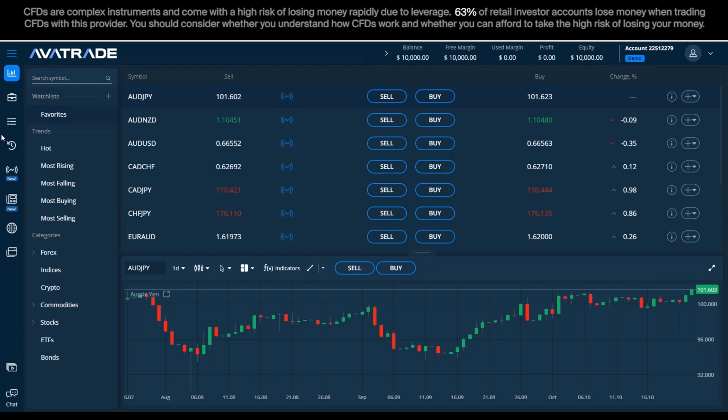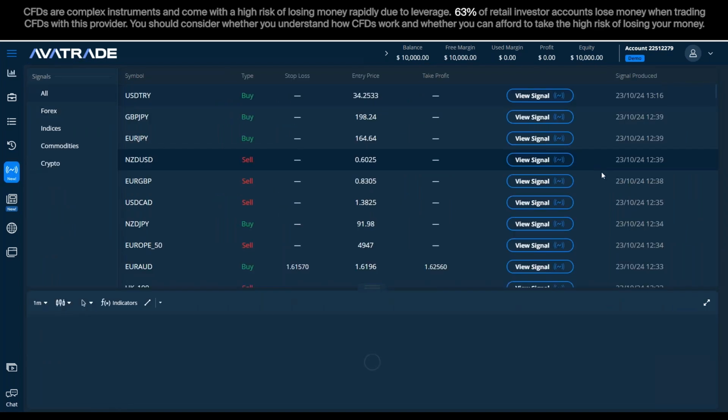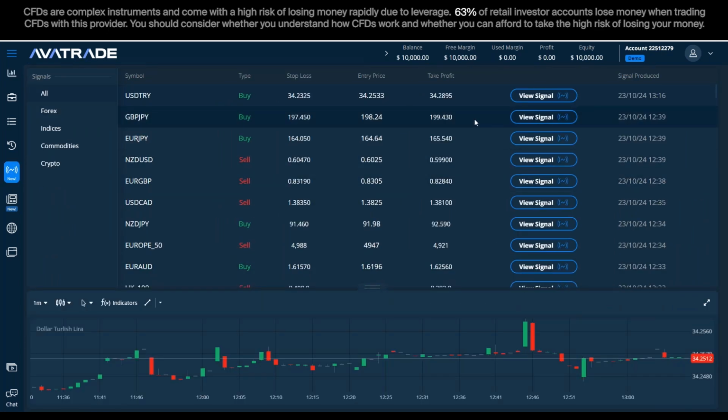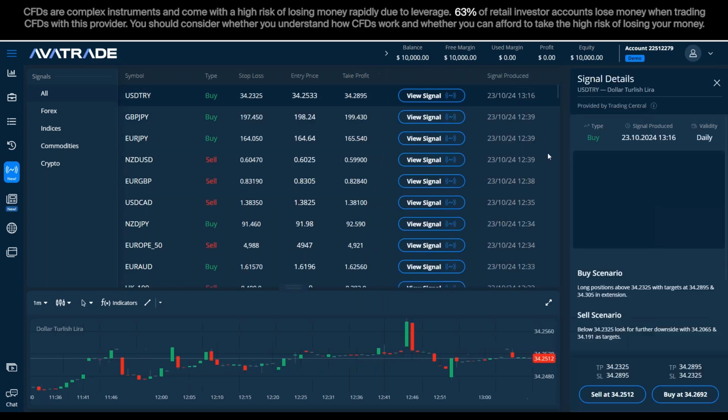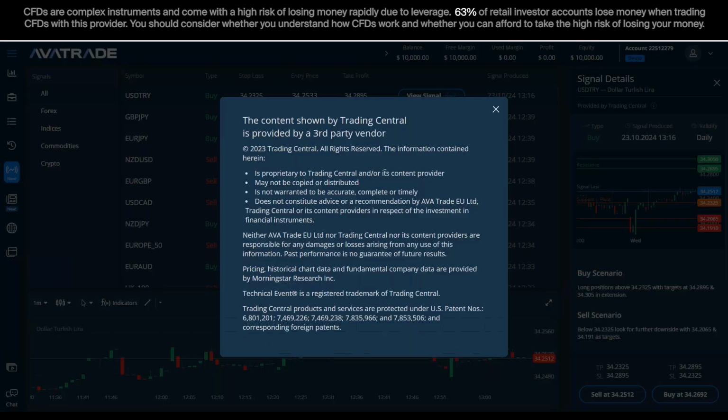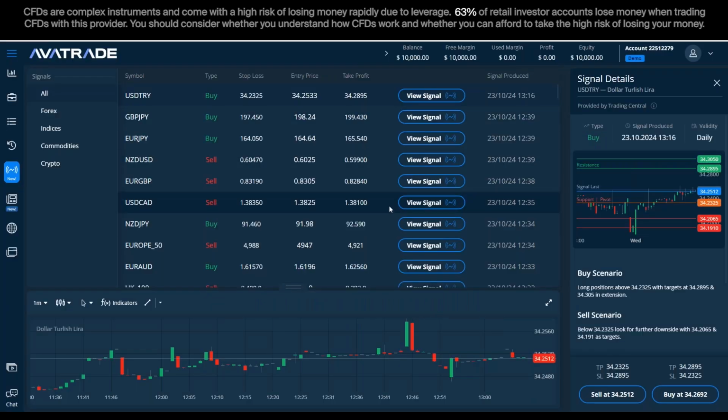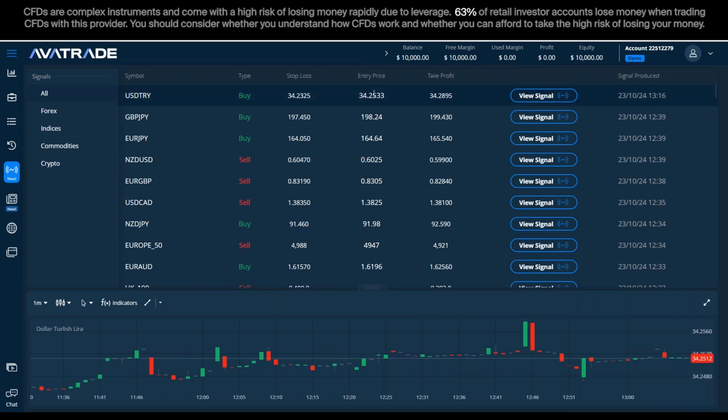Let's carry on. The next thing that we're gonna look at, so this was just 2 words, just a quick one about the signals here. 2 things. This is from Trading Central. Okay, not AvaTrade. This is another company we work with. Quite an amazing company. The second thing is this is technical analysis based. This is based on a certain value.